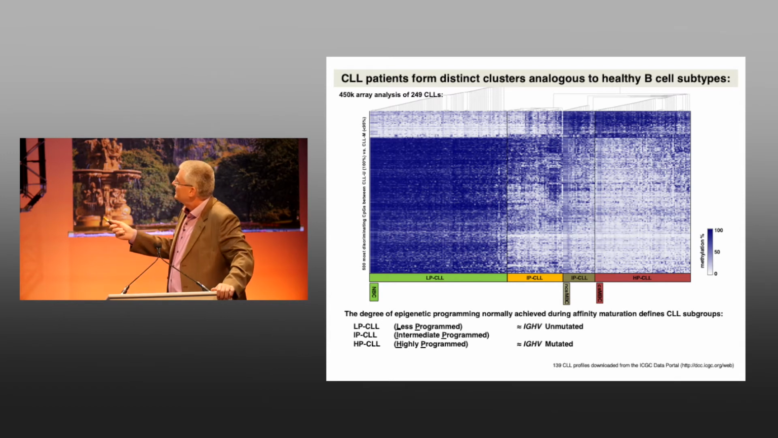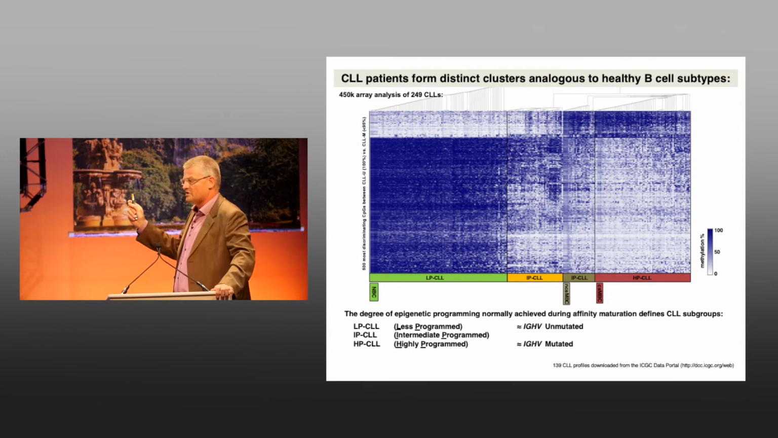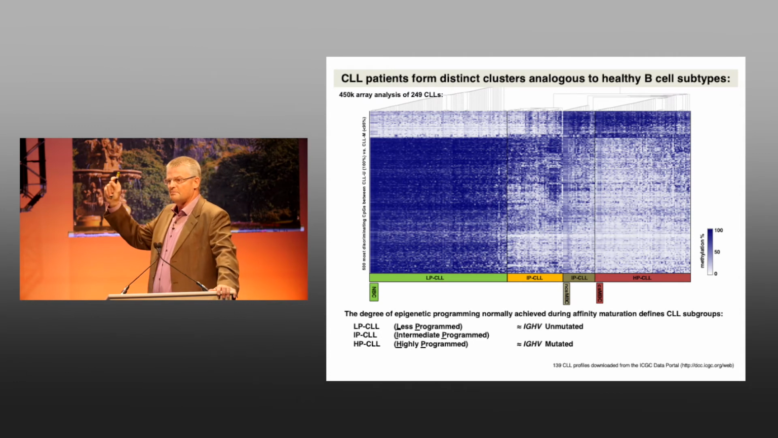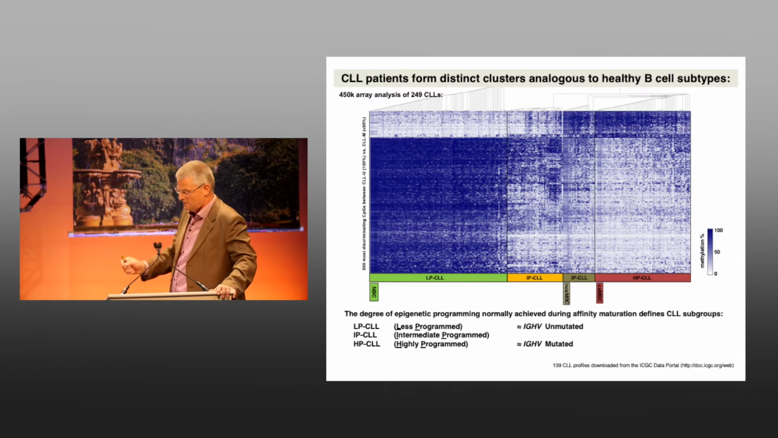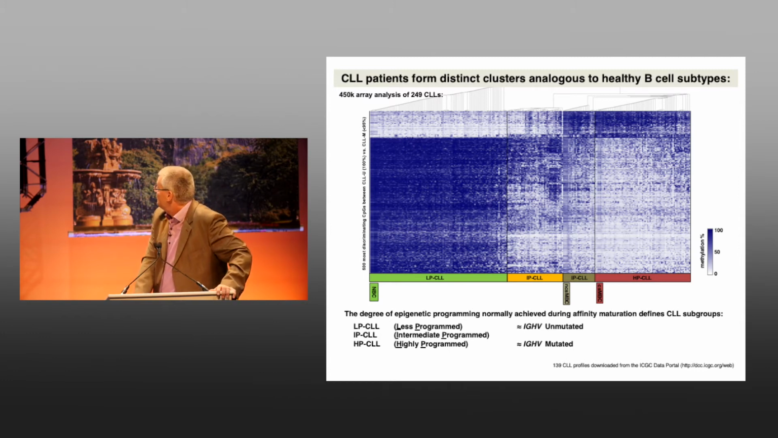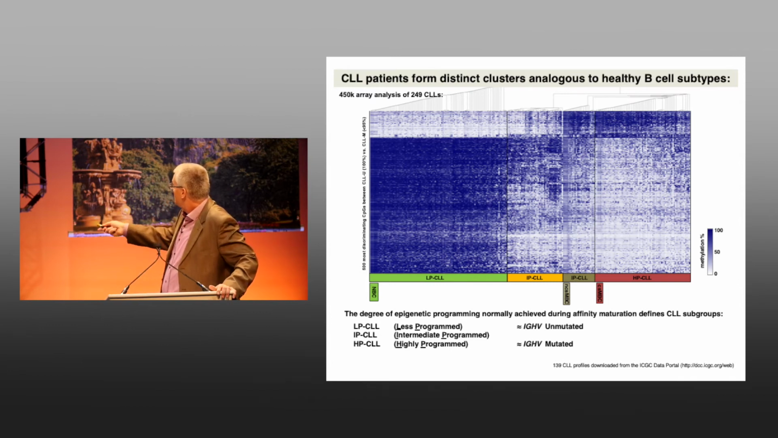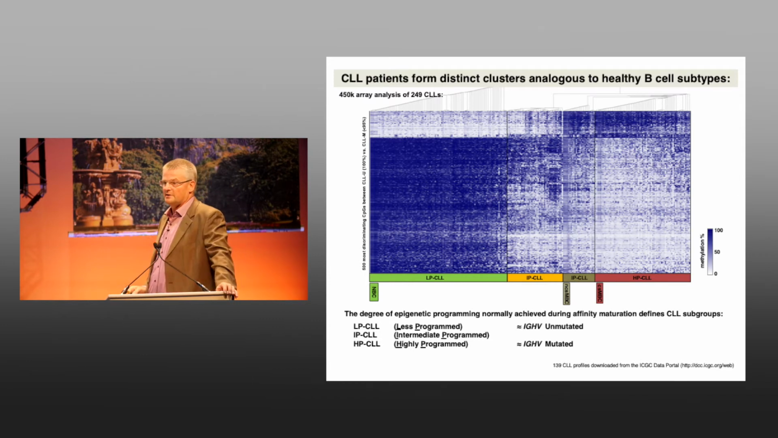So the question that we then asked was, is it possible to use this information and map back the CLL cells to the trajectory of the normal B cells? And this is what we did here. And you can see now when we go by group, these are the low programmed, the ones from the left side, the intermediate, and the high programmed CLLs. They are all originating from different sites, but close to the memory mature B cells.